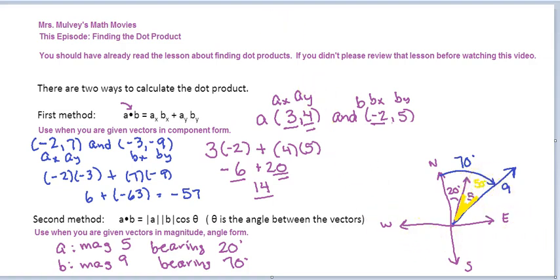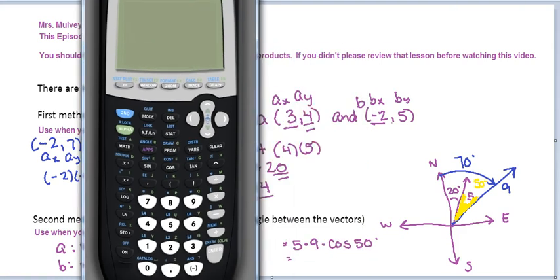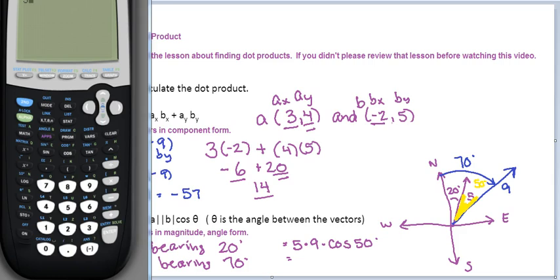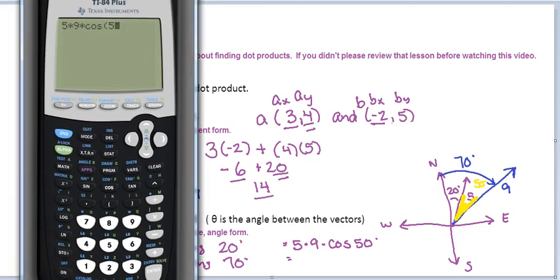50 degrees. And so when I apply the formula, I take the magnitude of A times the magnitude of B times the cosine of the angle between them. And then I simply take out my handy-dandy calculator, make sure I'm set to degrees, I am, and I multiply 5 times 9 times the cosine of 50 degrees. I get my answer of about 28.93.